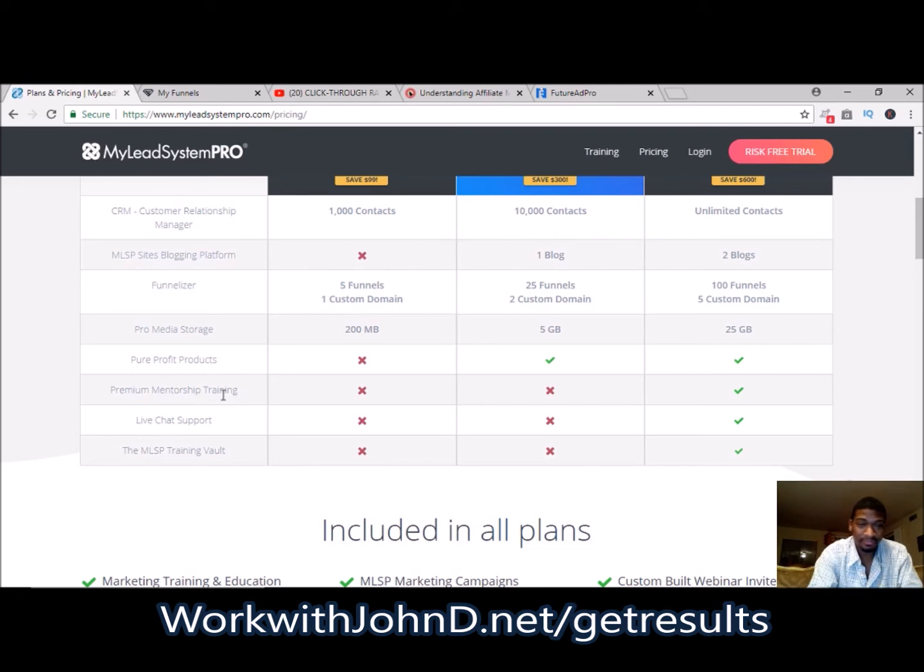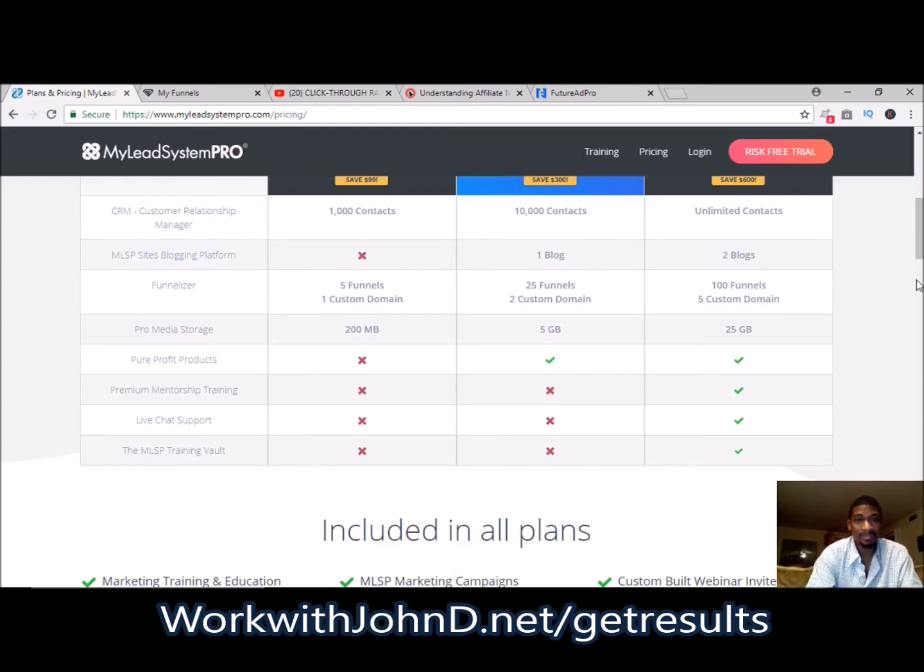So, premium mentorship training. All the rest of these, as you see, only the premium membership has access to: live chat support and the MLSP training vault. So all that is just premium level stuff. The training vault goes back, I think, 10 years. So that's like 10 years of training in the MLSP training vault. We're talking thousands of trainings on various aspects of marketing and mindset and stuff like that. So that's it. That's the cost of MLSP.